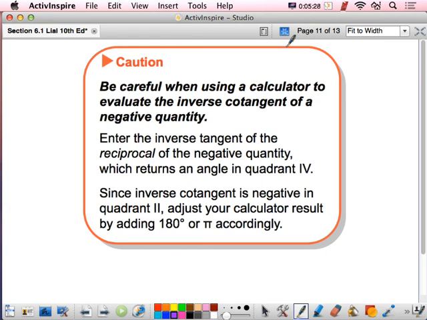Caution. Be careful when using a calculator to evaluate the inverse cotangent of a negative quantity. Enter the inverse tangent of the reciprocal of the negative quantity, which returns an angle in quadrant 4. Since inverse cotangent is negative in quadrant 2, adjust your calculator result by adding 180 degrees or pi accordingly.